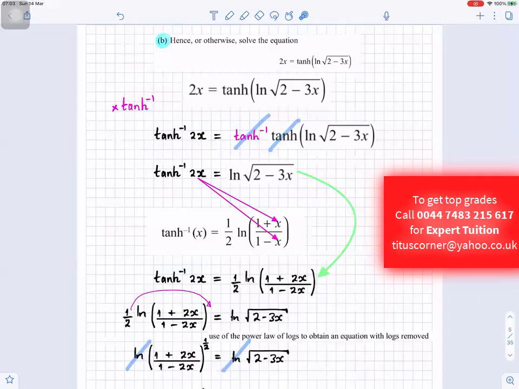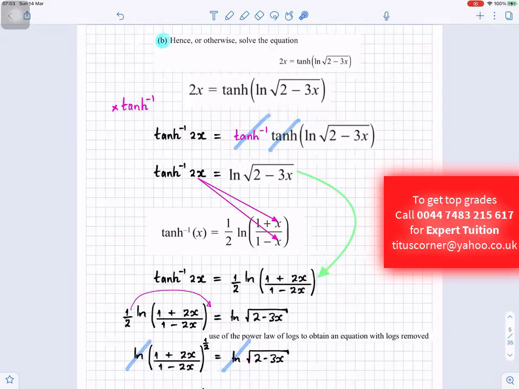So what you want to do is you multiply by the inverse tan for each side. So inverse tan times 2x, and you multiply on the right inverse tan times that. So you multiply by inverse tan on both sides to make it fair. So you end up with inverse tan on the tan 2x. The inverse tan and the tan on the right side will cancel each other. So you just end up with ln square root of 2 minus 3x.